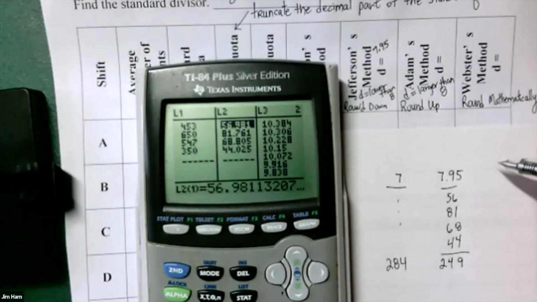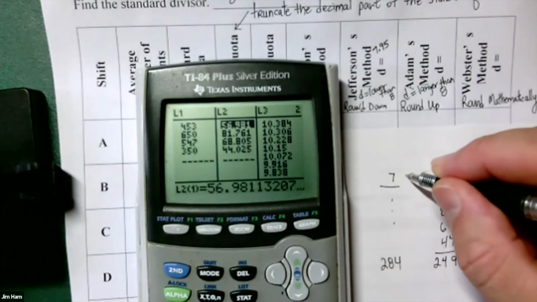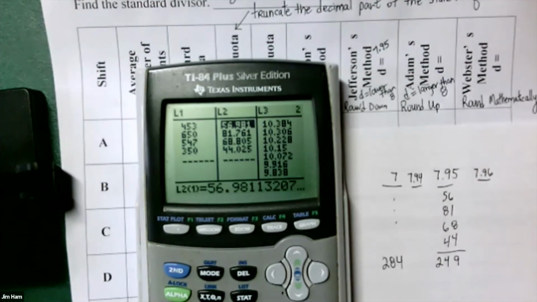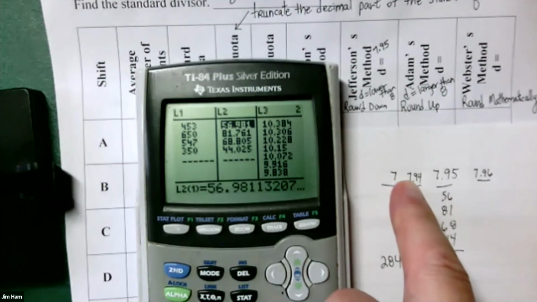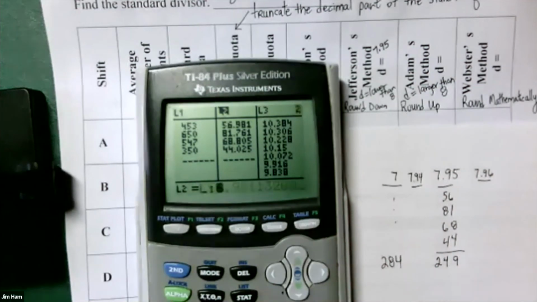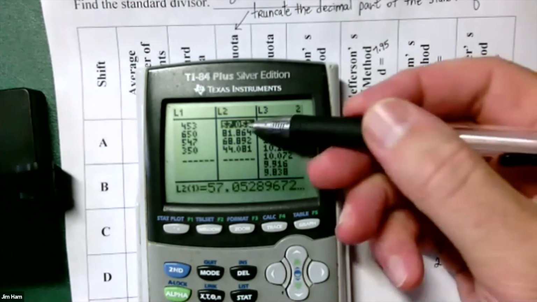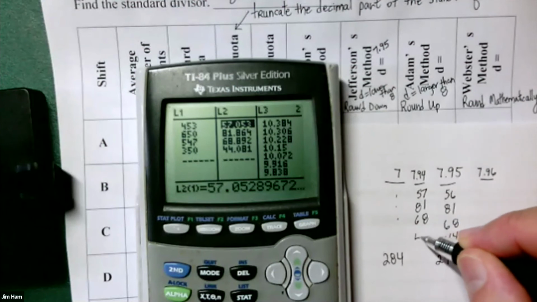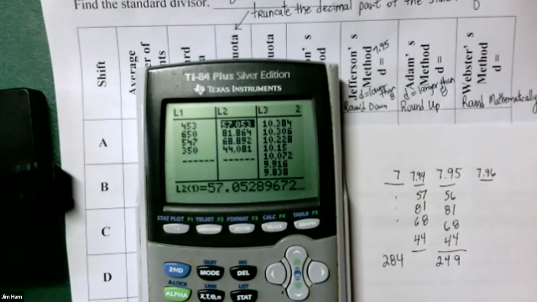Well, for just this first one, I want to do both of these. I want to do 7.94 and 7.96 because they're very close. And I want you to see, if you choose a smaller divisor, what's going to happen to this number? If you choose a larger divisor than your last guess, what's going to happen to this number? So let's do them both. The first one is L1 divided by 7.94, and we're going to round those numbers down. So 57, 81, 68, and 44. And that looks like it's going to do it.